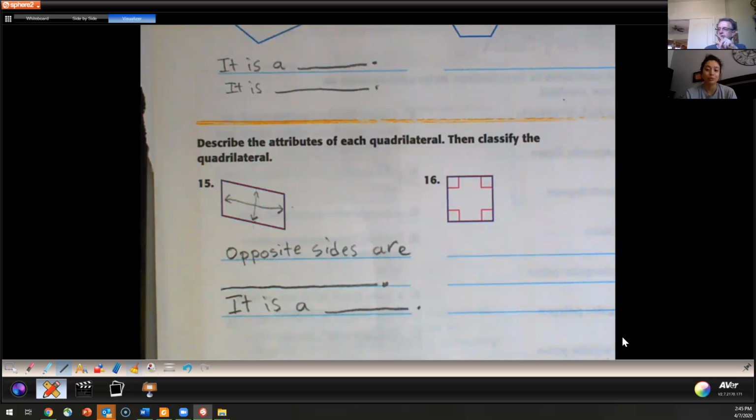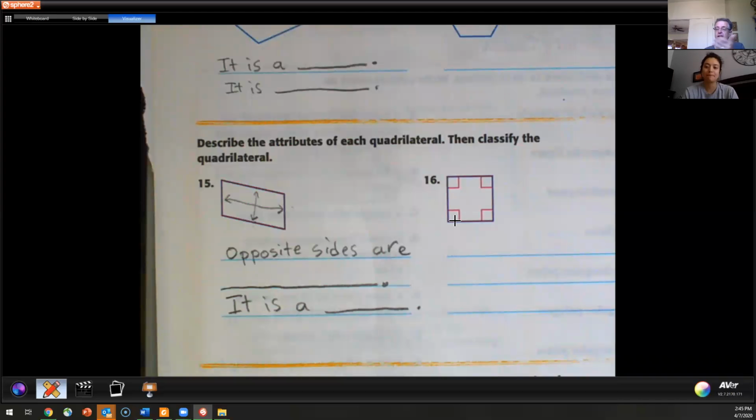Also, pay close attention to these. If it shows you right angles, boys and girls, mention that in your description of it. So if you see right angles, say that it's got 4 right angles. If it doesn't give you that right angle sign, you don't need to say anything about it. But make sure you note that in describing the attributes of the quadrilateral if it does.